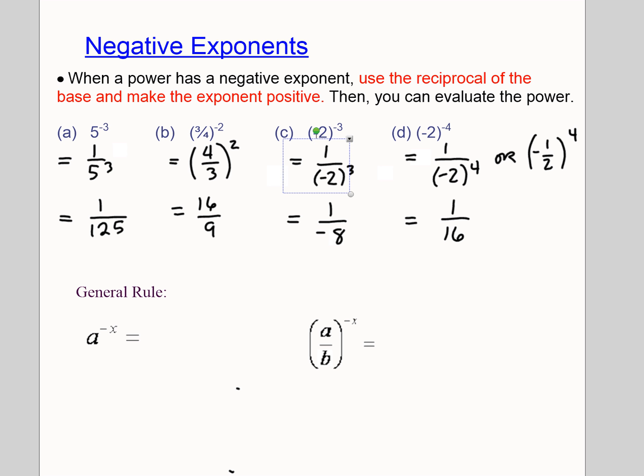So the general rule is any number to a negative exponent, we do the reciprocal of the base, and that makes the exponent positive. When there's a fraction, same thing. Reciprocal of the base, that makes the exponent positive.